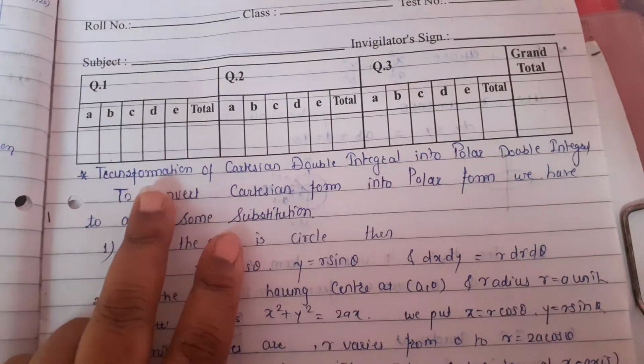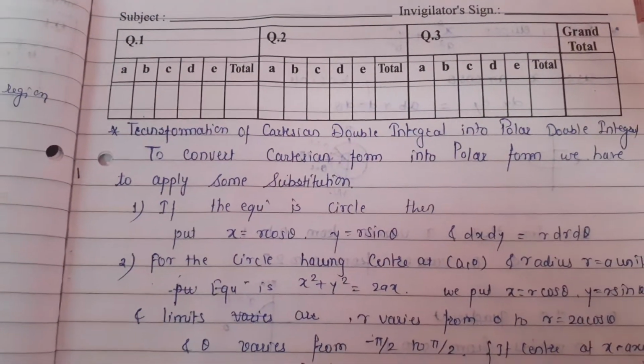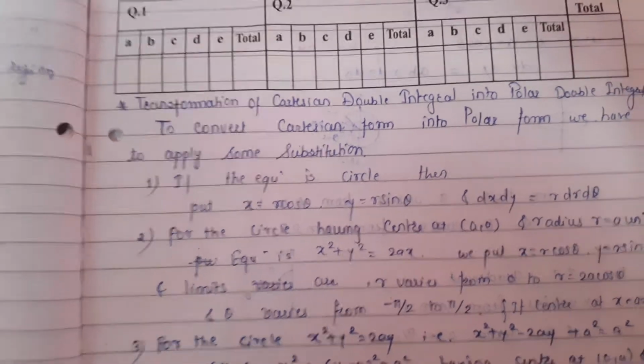Hello friends, today we will discuss the topic transformation of Cartesian double integral into polar double integral. To convert Cartesian form into polar form, we have to apply some substitution.